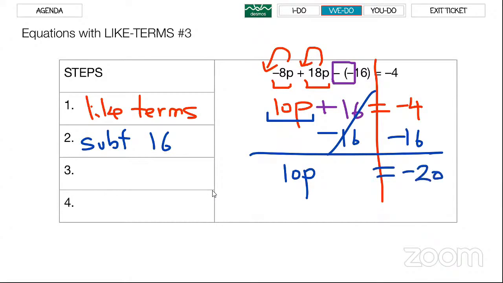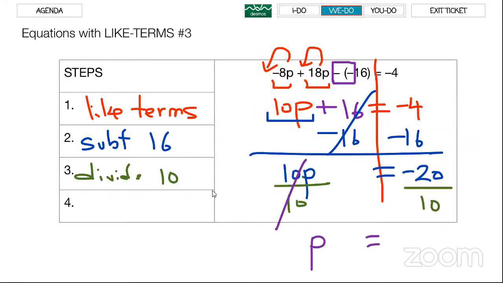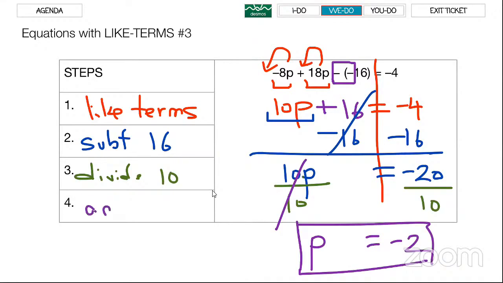Okay? And last step would be, because the variable p is multiplied with 10, you need to divide by 10 on both sides of the equal sign. So that means divide by 10, okay? So the simplest form, or your answer in this equation, 10s are cancelled out, p would be alone, and negative 20 divided by 10, that would become negative 2, okay? So the last one is your answer.